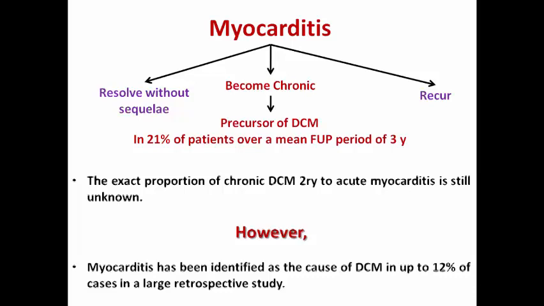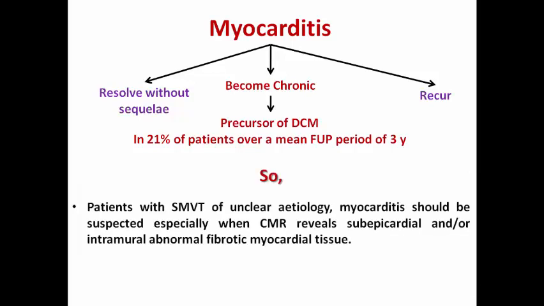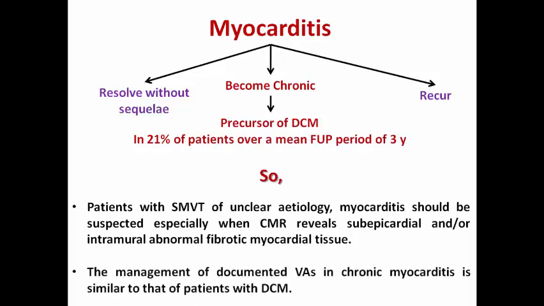retrospective study. That's why in patients with sustained monomorphic VT of unclear etiology with LV dysfunction, myocarditis should be suspected, especially if CMR showed subepicardial and/or intramural fibrosis. And so the management of ventricular arrhythmias in chronic myocarditis is the same as in dilated cardiomyopathy.